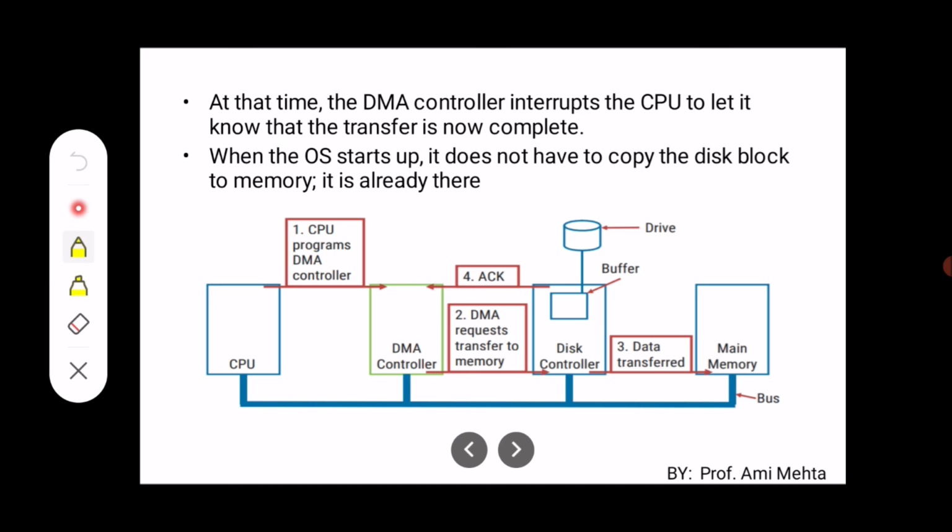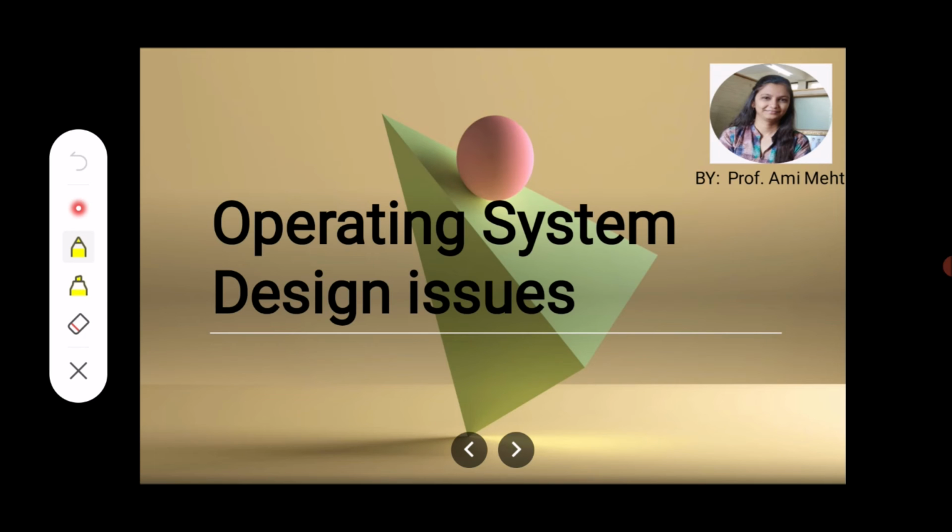When the operating system starts up, it does not have to copy the disk block to memory; it is already there. So the work of the CPU is now divided by the DMA controller. Okay, so this is the concept of how direct memory access works. Now let us discuss the operating system design issues.